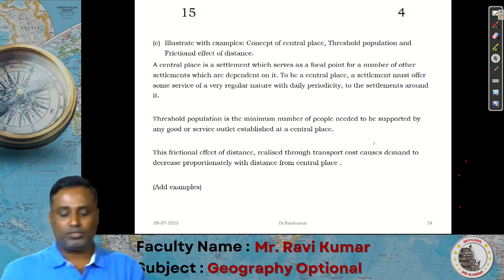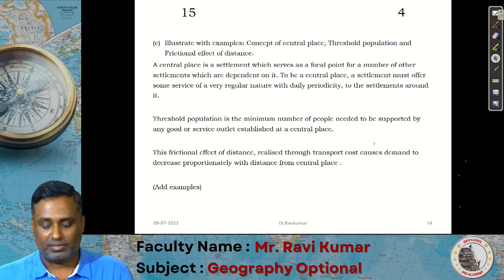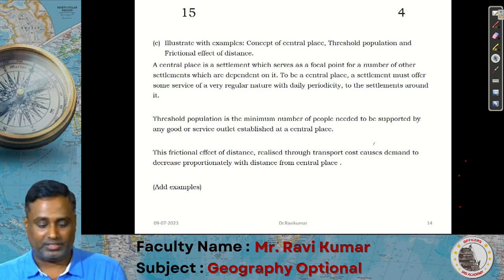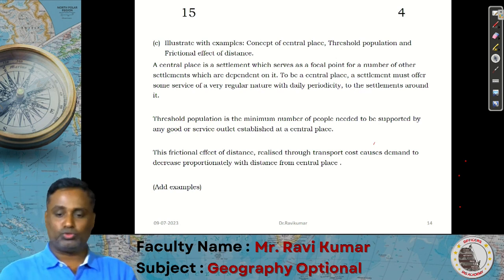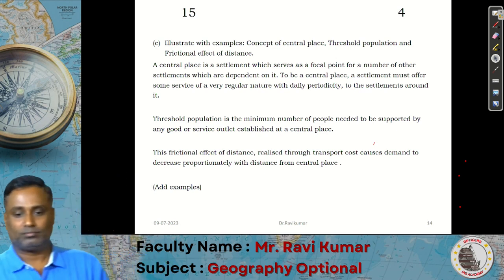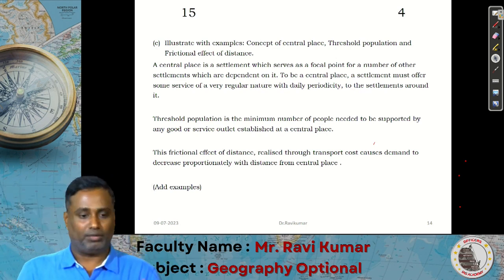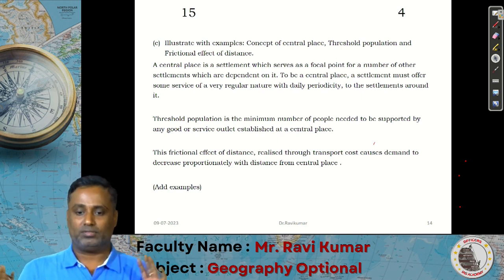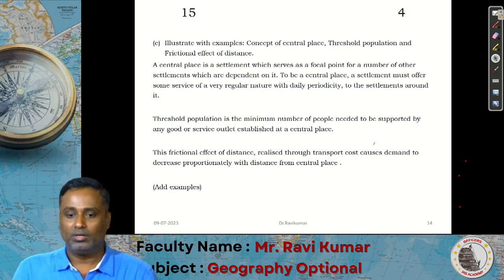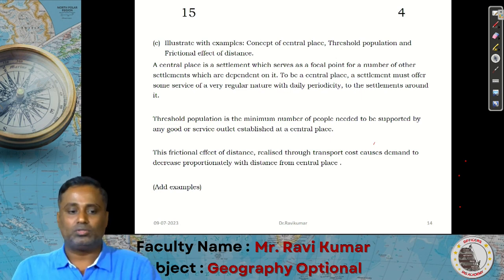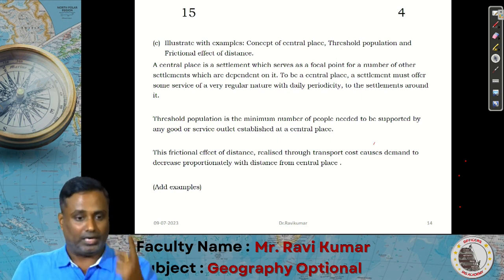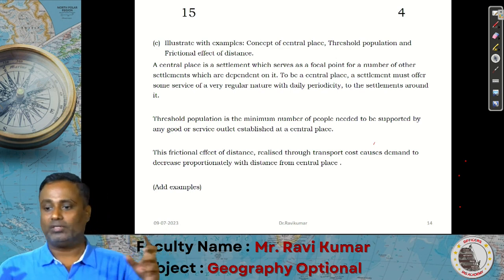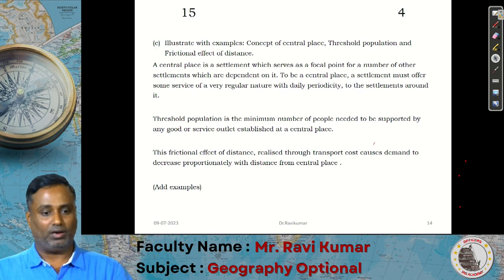To illustrate with examples, the concept of central place, threshold population, and frictional effects of distance. Can you tell me what kind of question it is? Sir, completely fundamental. Now I explain the fundamental, apply the concept, and bring some examples. We are not going to talk about theories, but we can use the name of a theory. The concept of central place is used by Christaller to bring out the central place theory ideology. That's all.